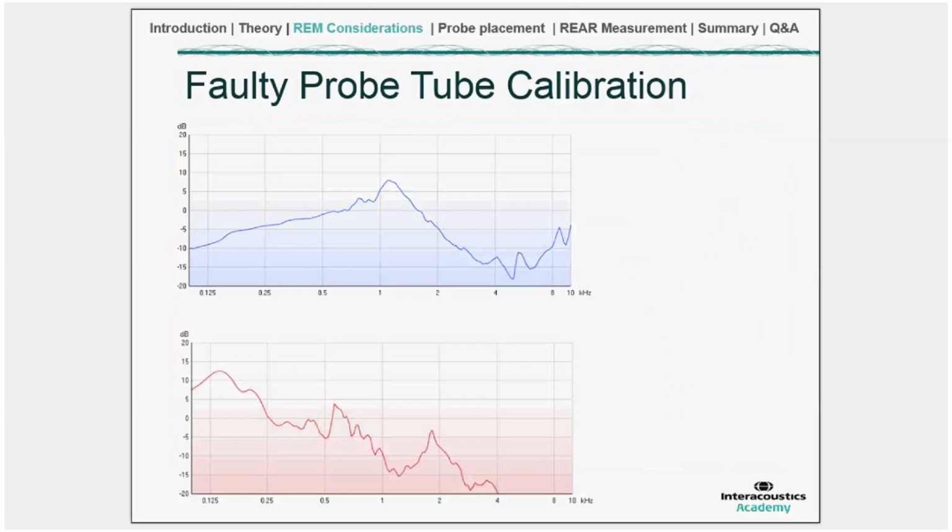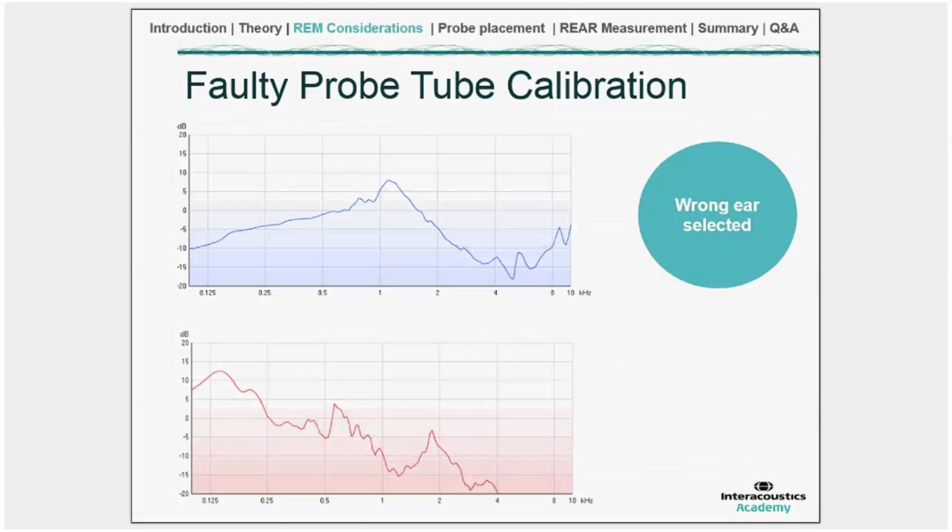So here are two curves where the probe tube calibration has actually been faulty. The top curve shows that what the clinician did is they had the probe tube connected to the right reference microphone, but in the software they selected the left ear, and what they got is this strange looking curve. So not smooth and not rolling off. We can see that this curve is clearly abnormal.